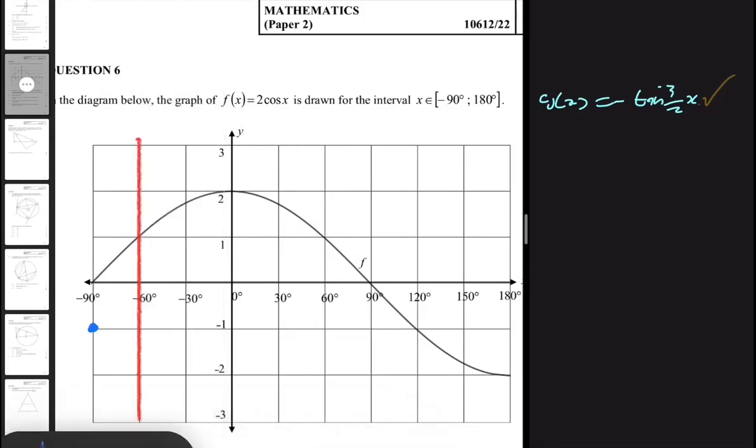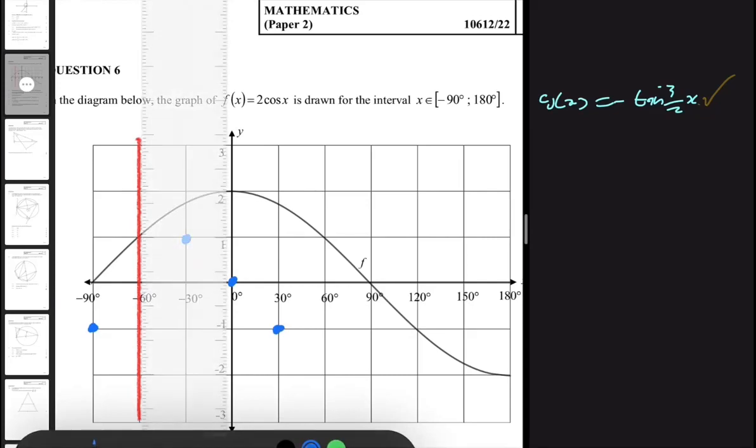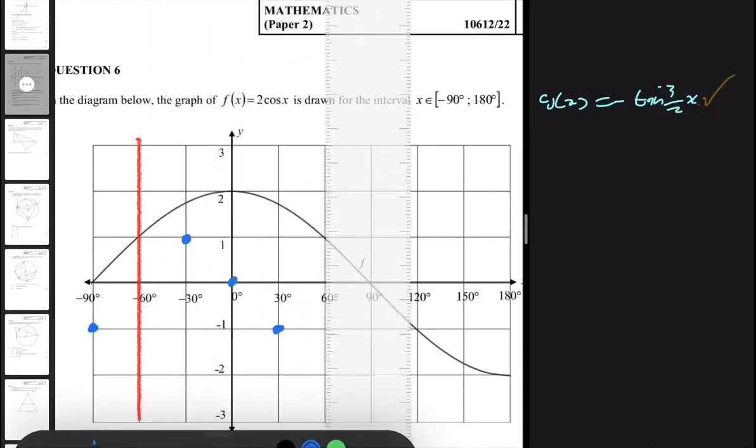When you substitute minus 30, the corresponding y value is positive 1. When you substitute 0, the corresponding value is 0. When you substitute x is equal to 30, the corresponding value is minus 1. And when you substitute x is equal to 60, you're going to get undefined. So every time we get undefined, we know that we have an asymptote.